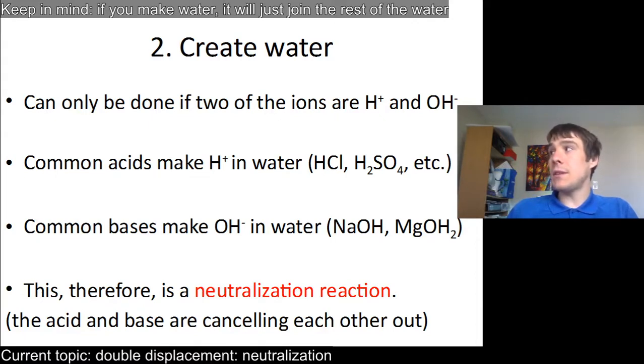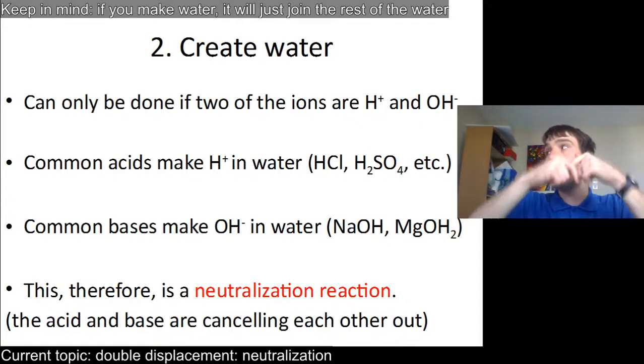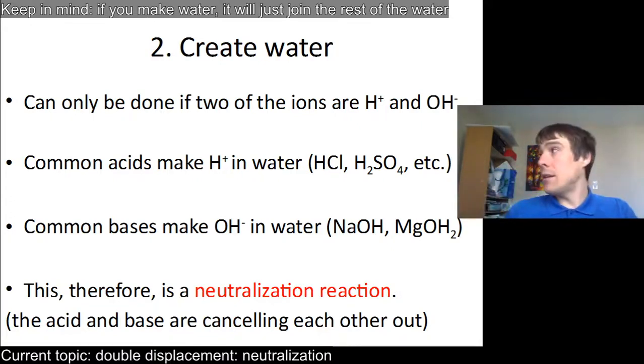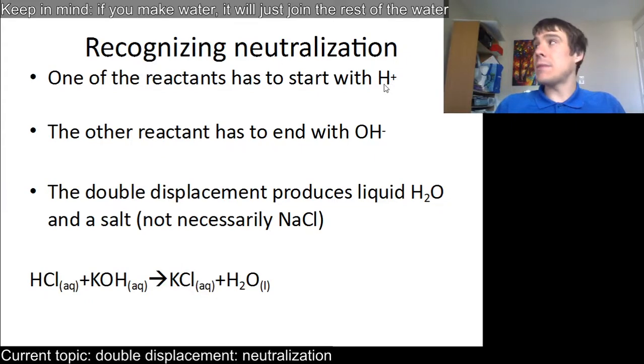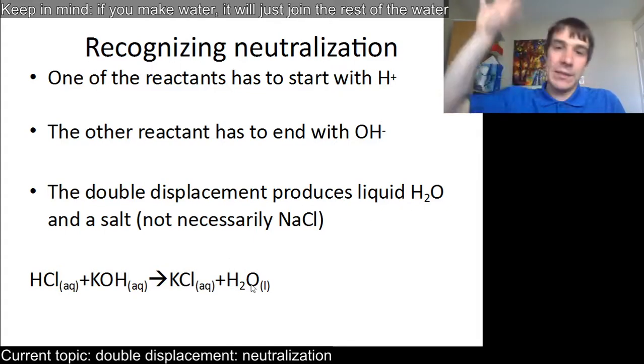So when you see an H on the front and an OH at the end, you'll know that that double displacement can come together and make water. So that is two ions, H+ and OH-, but when they get together, they make a molecular compound, which is water. And then the water will just join the rest of the water in your aqueous solution. It's a neutralization reaction because it's an acid and a base canceling each other out, which is why we call it a neutralization reaction. To recognize it, you just have to have an H+ on the start of one and an OH- on the end of the other. And it produces liquid H2O, that just joins the rest of the water.